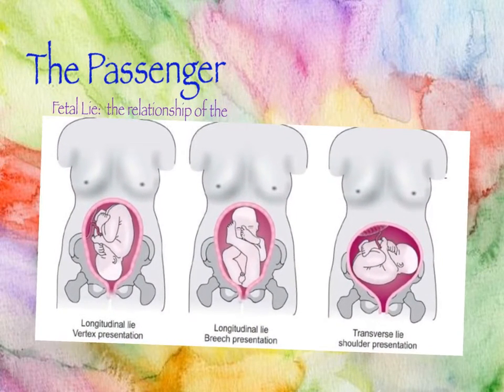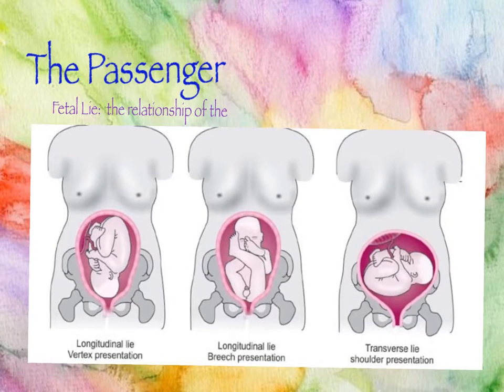Okay, so fetal lie. We have the longitudinal lie. This is a straight up and down vertex presentation. Vertex means head first. So that is a longitudinal lie. We have another type of longitudinal lie, and that is a breech presentation, and that's buttocks first. But that baby is straight up and down, just like mom.